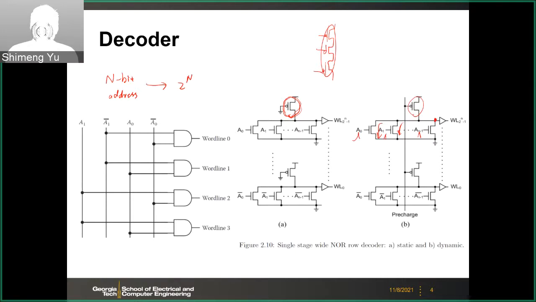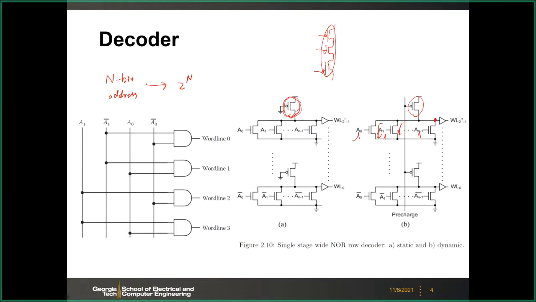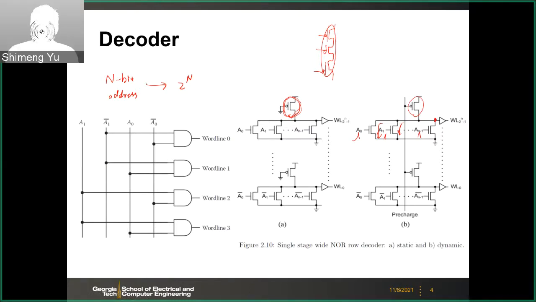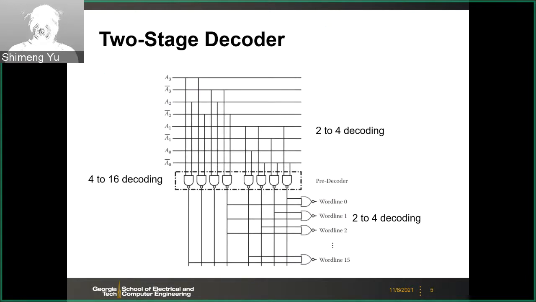If you don't need to save transistor count for the decoder, of course you can use the standard CMOS logic synthesis for the standard design. I will skip the details. I assume this is not the content for this course, this is your VLSI course content. But I just want to point out the decoder.